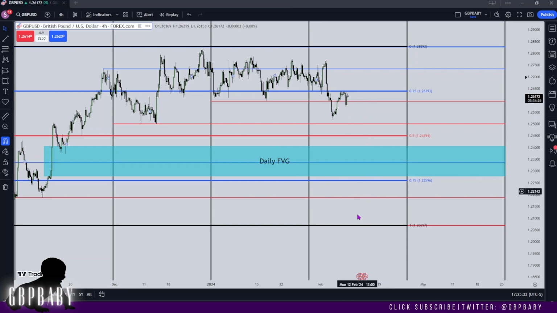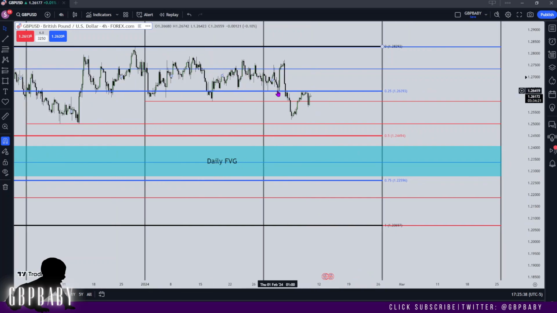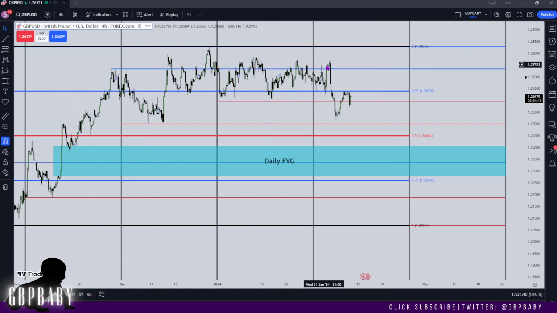So this is our next draw on liquidity, this daily fair value gap. I have a swing low there, so what should we be doing? Generally we should be looking for shorts because we are in a sell program.